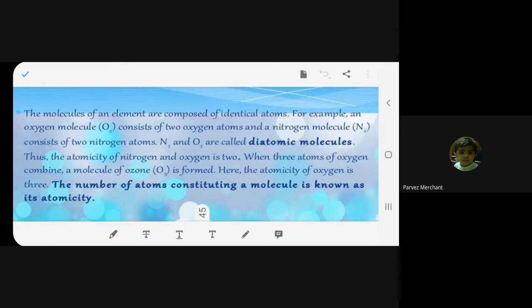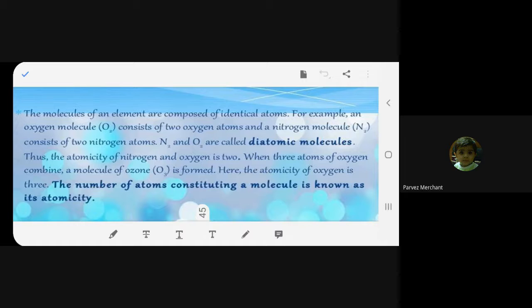Now if I ask you, okay, Peter, define what is atomicity. What will you tell me? What is the meaning of atomicity? The number of atoms constituting a molecule. Exactly. So, the number of atoms forming a molecule. In other words, the number of atoms which form a molecule is called atomicity.